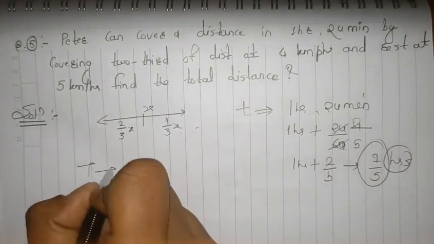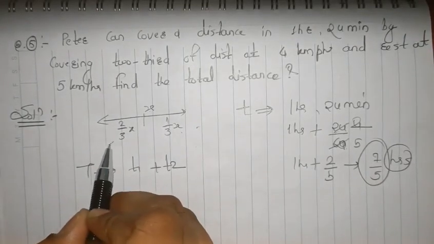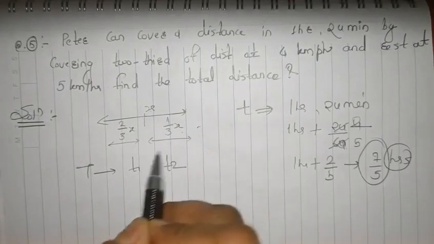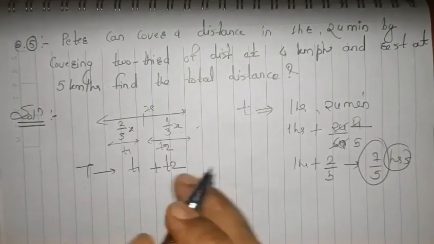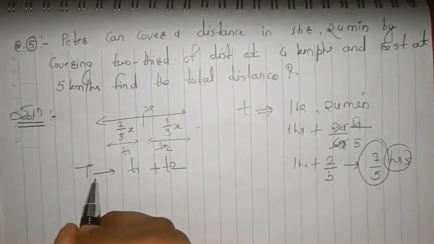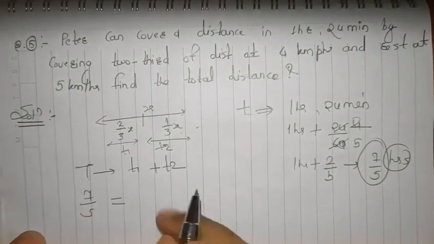Now, total time means what? T1 plus T2. This total time means the time taken for this part and the time taken for this part. The addition of both the times is our total time, right? So our total time is 7 by 5 hours.